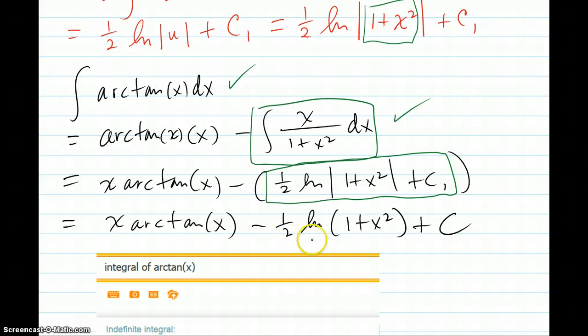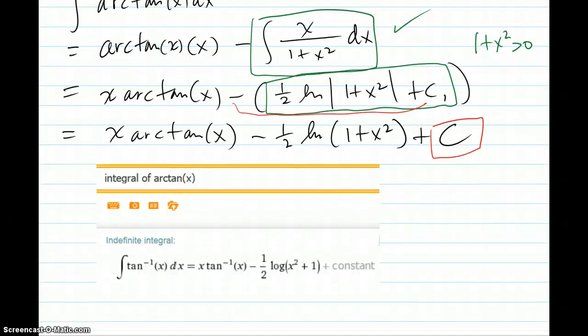You have a subtraction here, 1/2 log. I don't need the absolute value in this case because 1 plus x squared is always greater than 0, so I don't have to worry about it being negative for any x. And then notice how the negative will distribute all the way to the c1, and so negative c1 is now c. So this is your final answer.